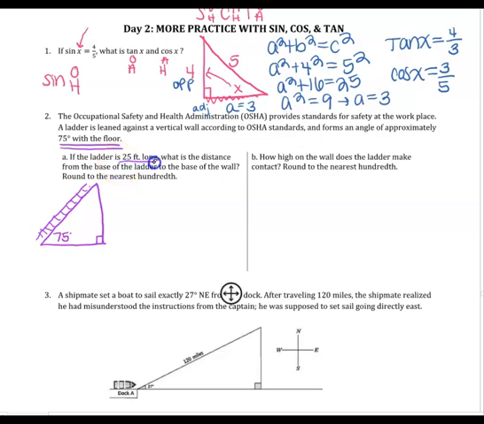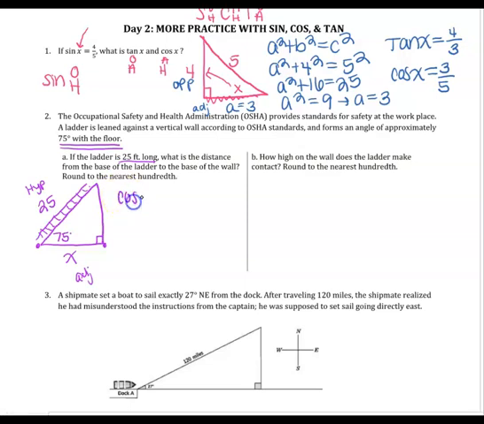The ladder is 25 feet long, so I can put a 25 on what will be the hypotenuse. I want to know what the distance from the base of the ladder, so that would be right here, to the base of the wall is. All right, so there's your right triangle with our sides labeled. You'll notice I have an adjacent side and a hypotenuse. So if you think of SOHCA, that means we're going to be doing cosine.